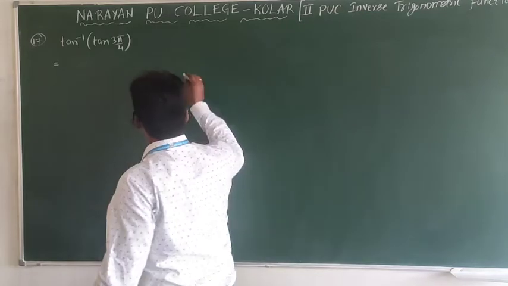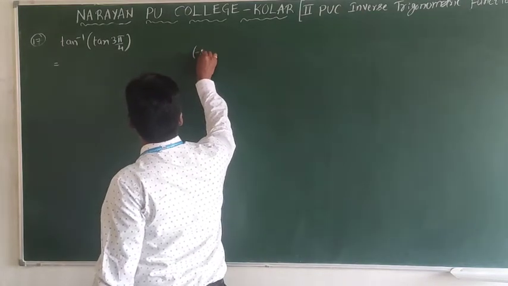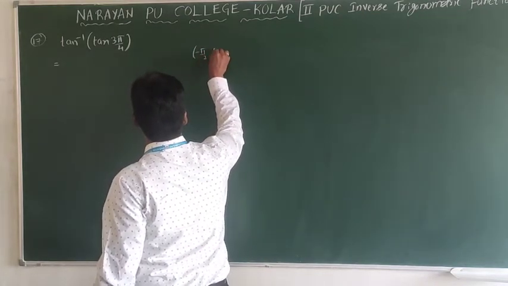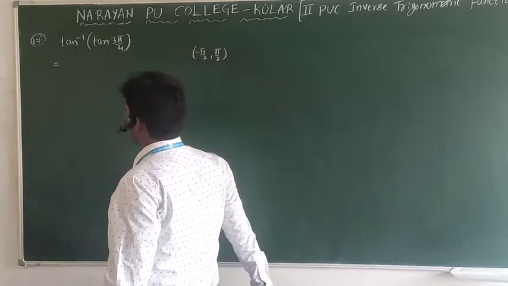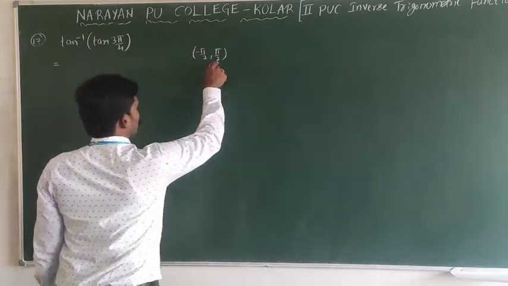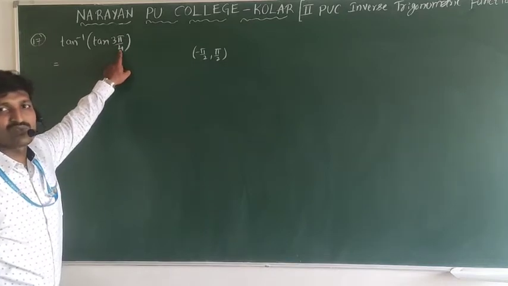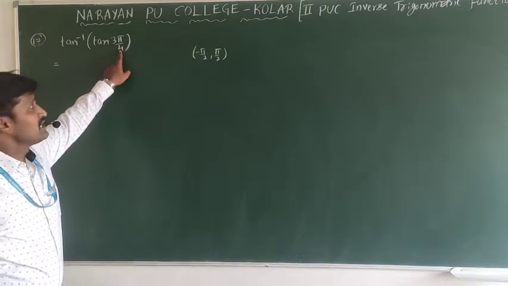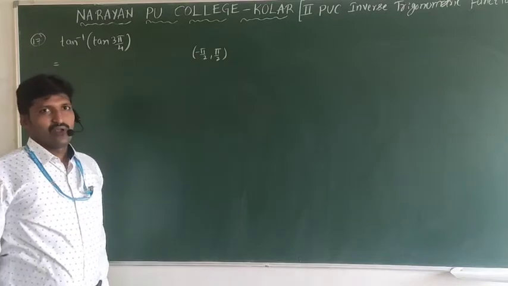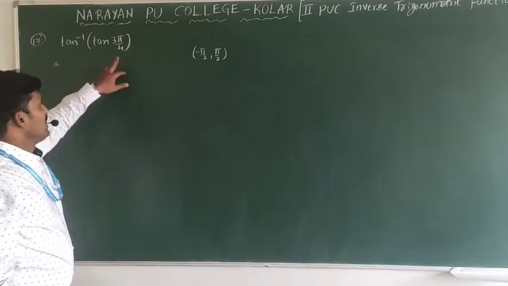Now, before simplifying this value, we need to check that the angle is in the range or not. Actually, tan inverse range is clearly the open interval minus pi by 2 comma pi by 2. From minus pi by 2 to pi by 2, this angle does not exist. This angle is total how much? 135 degrees. It is not in this range. We need to reduce that angle.